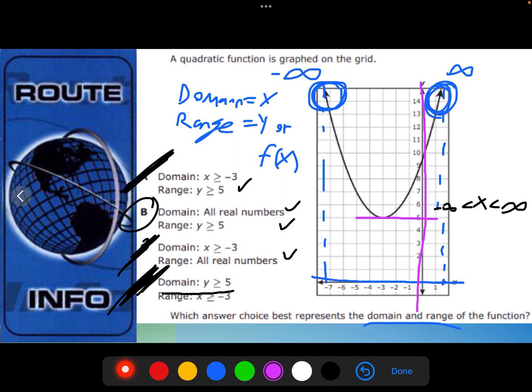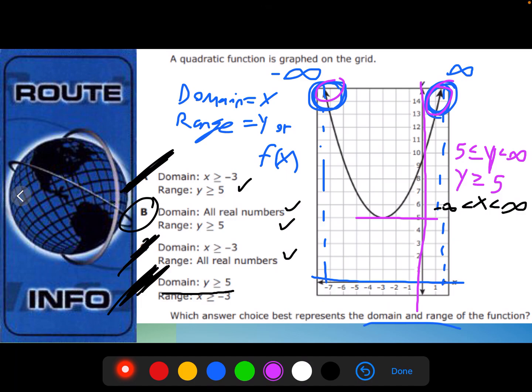Now, if I had to do range, I would look up on the y-axis. The lowest it goes is 5. That should be a y. It goes up to infinity because of the arrows. Because there's not an open circle here, I can assume it's closed. So I just flip it around, and that would be my range.